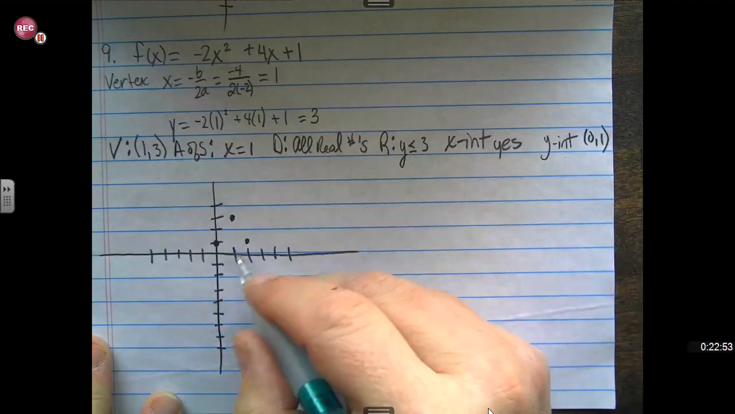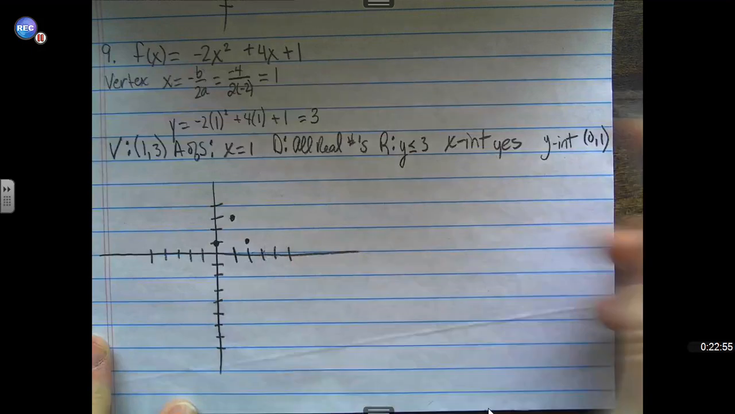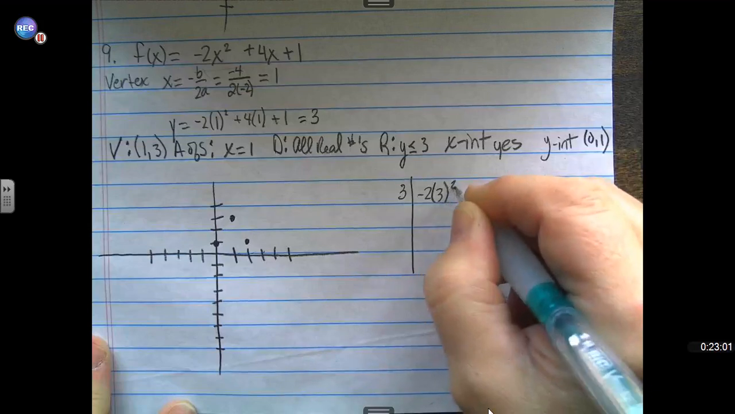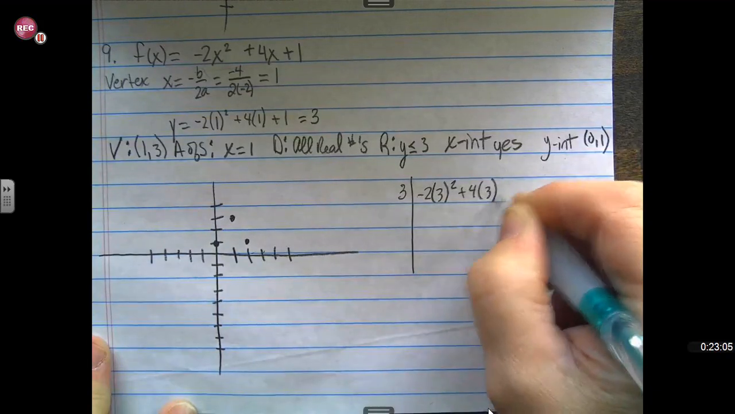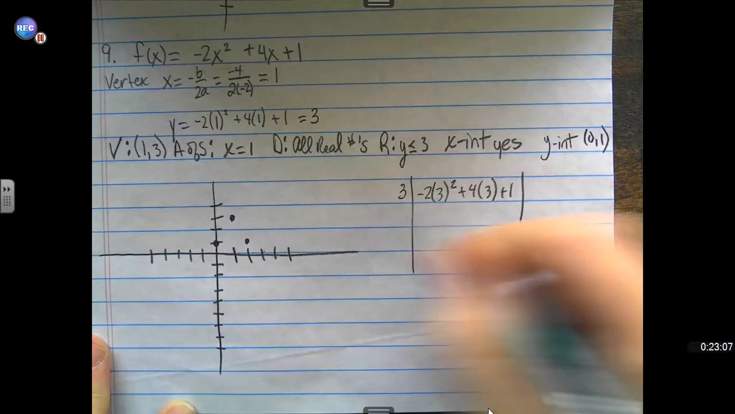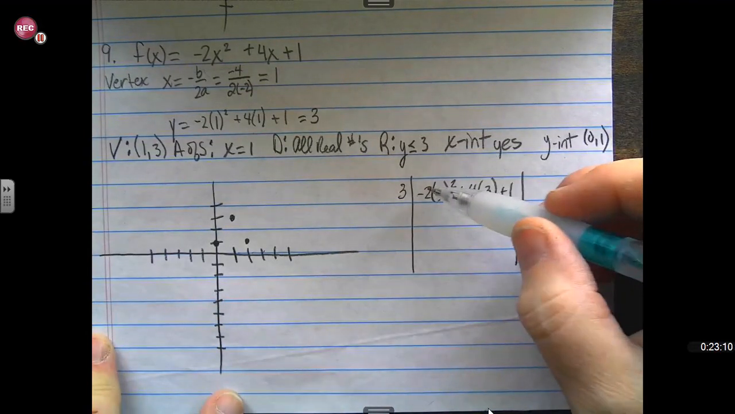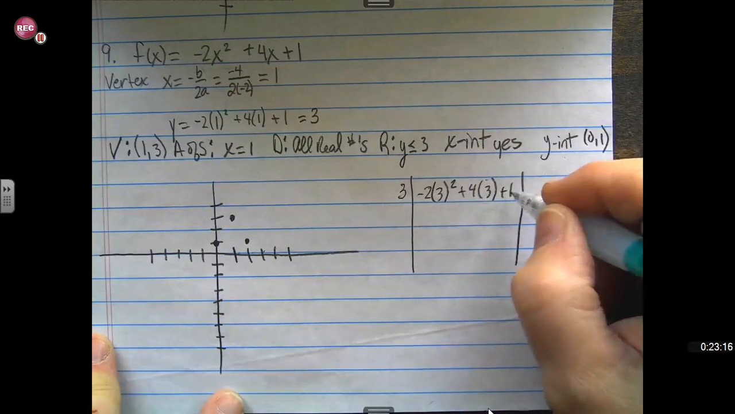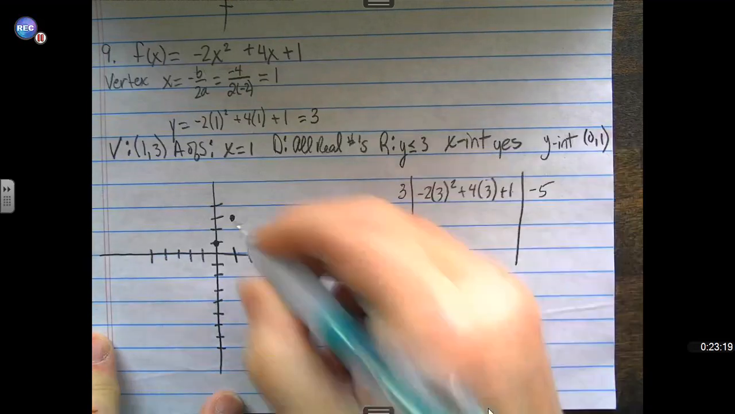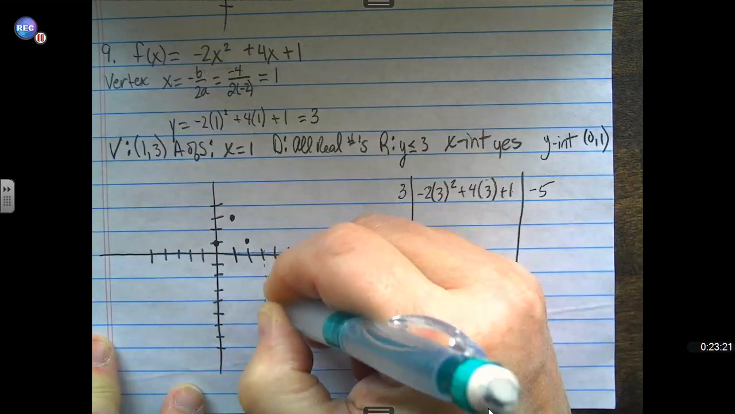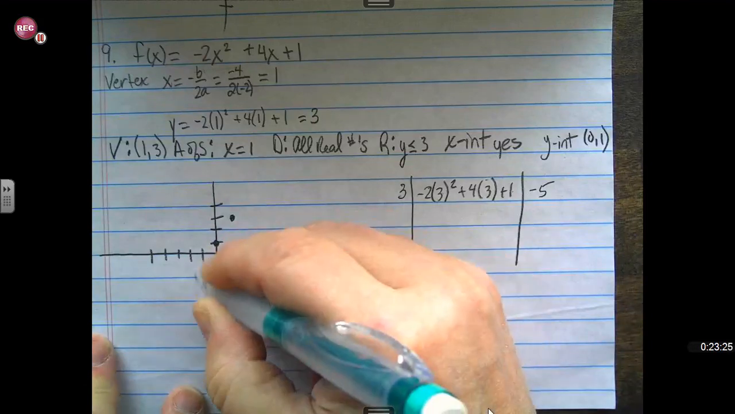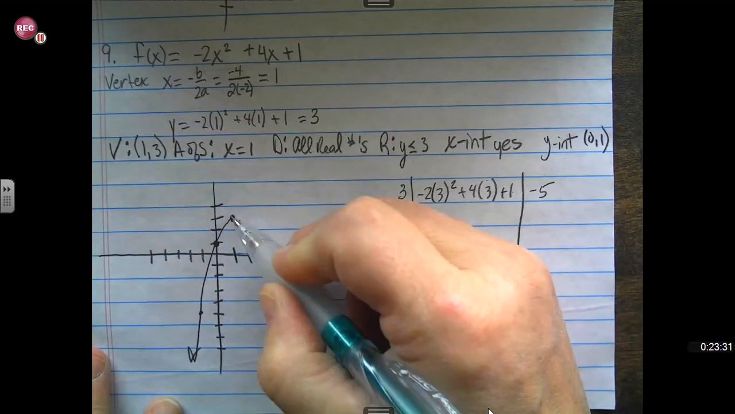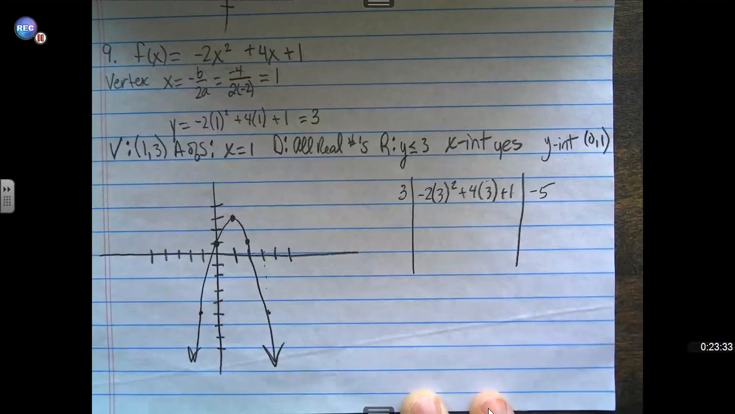There are going to be x-intercepts, so that's yes. I need one more point, so I'm going to plug in 3. Okay, so if I plug in 3, I get negative 2 times 3 squared plus 4 times 3 plus 1. And so let's see, that's going to be 9, negative 18 plus 12 is negative 6 plus 1 is negative 5. So 3, 1, 2, 3, 4, 5, and then axis of symmetry right there. So there's my 5 points, and boom, that's it.